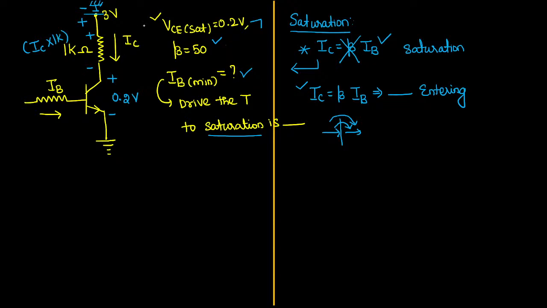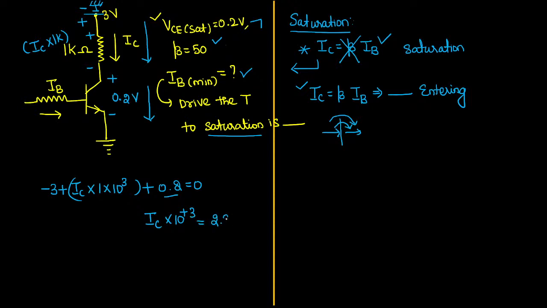Now if you apply KVL from top to bottom, write the KVL equation from collector to emitter. You know how to write it? Minus 3 voltage plus collector current IC into 1 kilo ohm resistor, 1 into 10 power 3, plus the collector to emitter voltage, 0.2 voltage, equal to 0. Minus 3 plus 0.2 will give you minus 2.8. So from this I can say collector current IC into 10 power 3 equals 2.8.